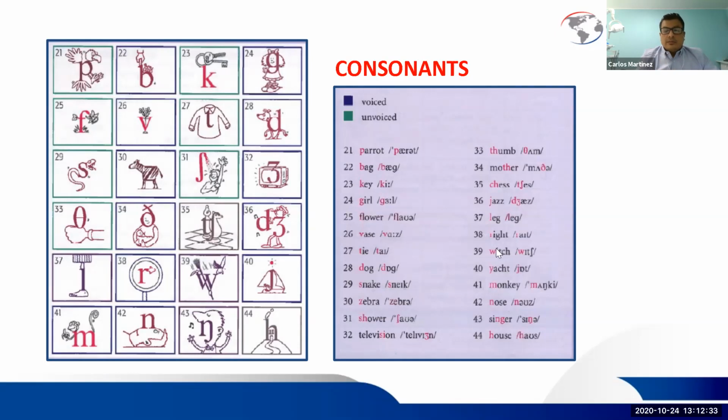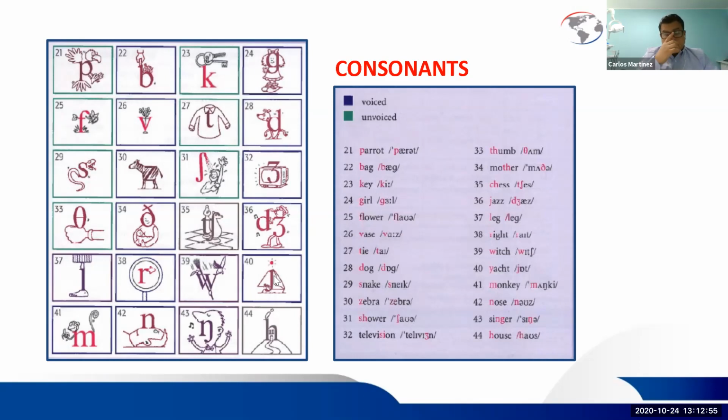Then we have number 39. Now that we're in October and Halloween, we have w, w, which. W. The key is touching your throat. I can feel my throat vibrate. W, which. Then we have 40.